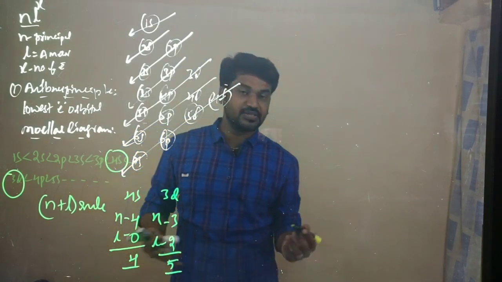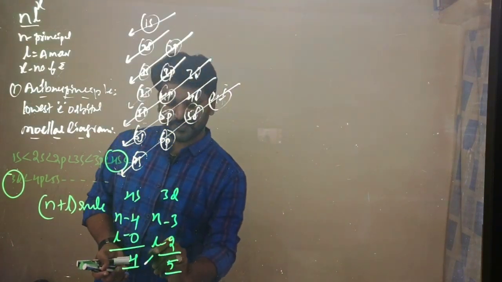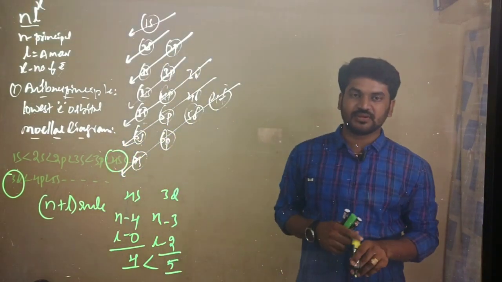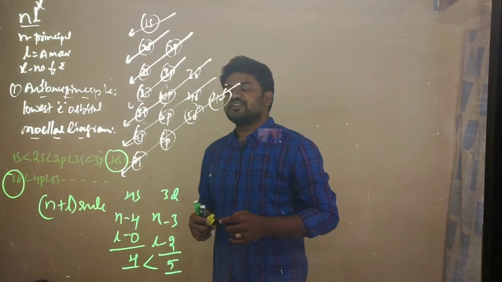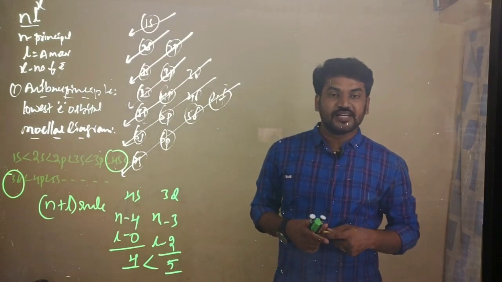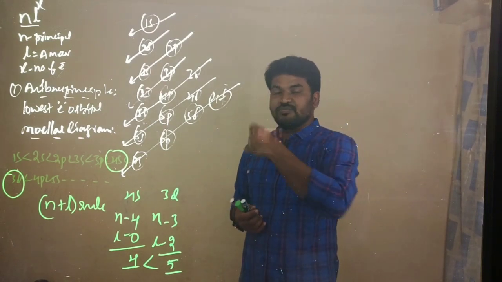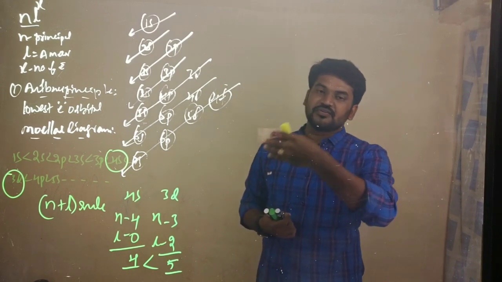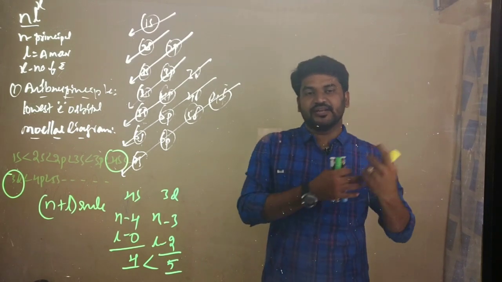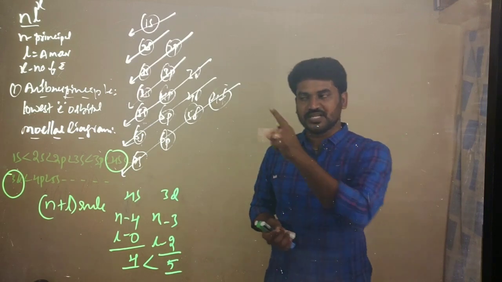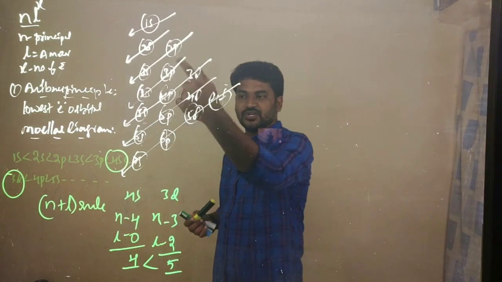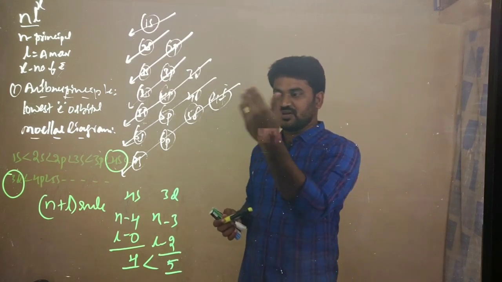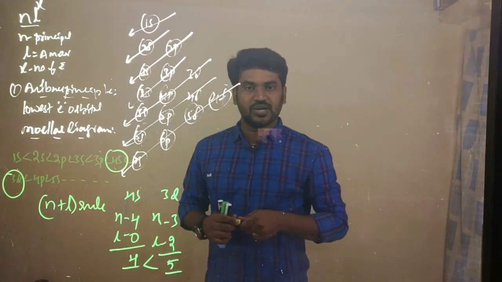Which is higher here? Obviously 3d is higher, so 4s is filled first, right? We fill the electrons as per the Aufbau principle. Aufbau principle means lower energy orbitals are filled first, then it goes to higher energy orbitals. Okay, that is one rule. In this you need to learn two cases, like the diagram, and you need to learn the n plus l rule also, right?